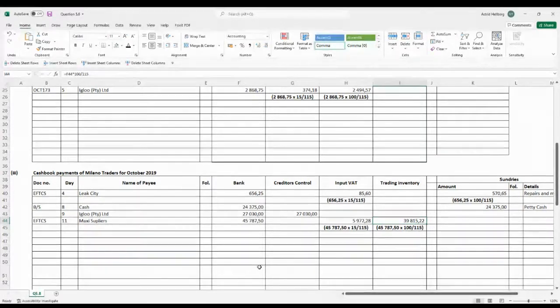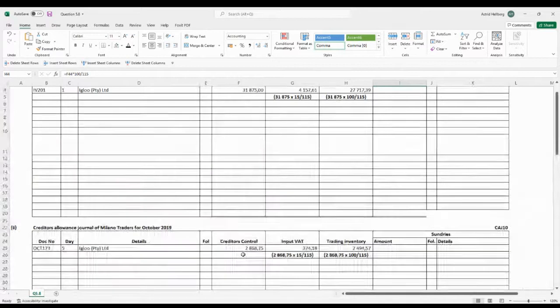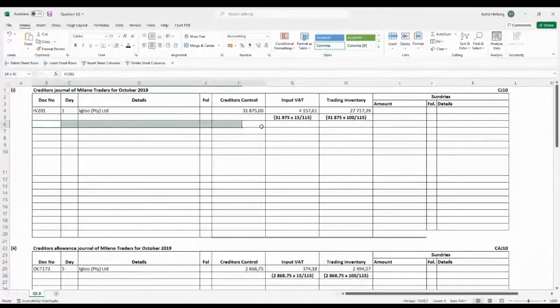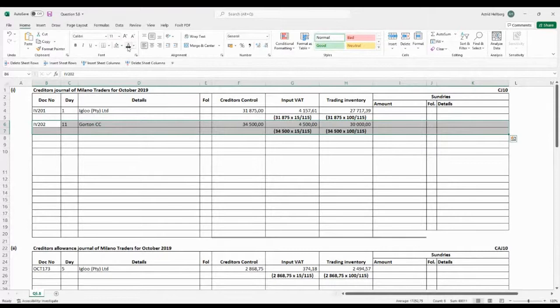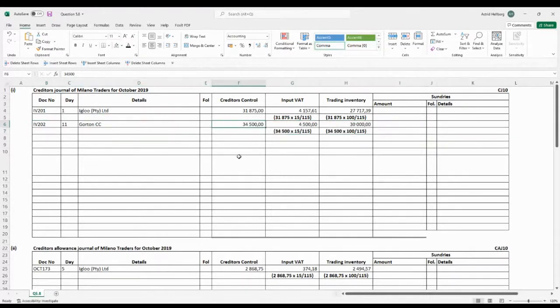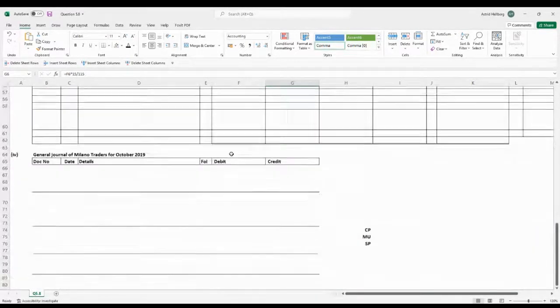Then also on the 11th, we purchased inventory from Gordon CC on credit. So we capture under creditors control the 34,500, which is the amount inclusive, and then we can claim the input VAT, which is the 34,500 multiplied with 15 over 115, and then your trading inventory is the remaining balance. Then on the 12th, B. Moodley contributed furniture. Now, because of the fact that it's furniture and not cash, we would capture it in the general journal.